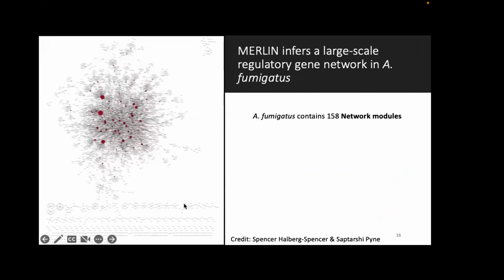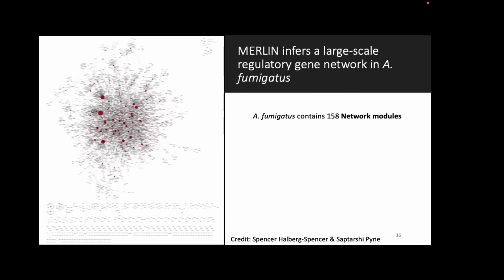So after doing this, the people at the Roy lab were amazing, and they basically whipped out this large regulatory gene network for Aspergillus fumigatus. This is all the predicted gene-gene interactions, where the little red splotches represent major regulatory hubs. And in summary, this network can be broken down into 158 network modules.